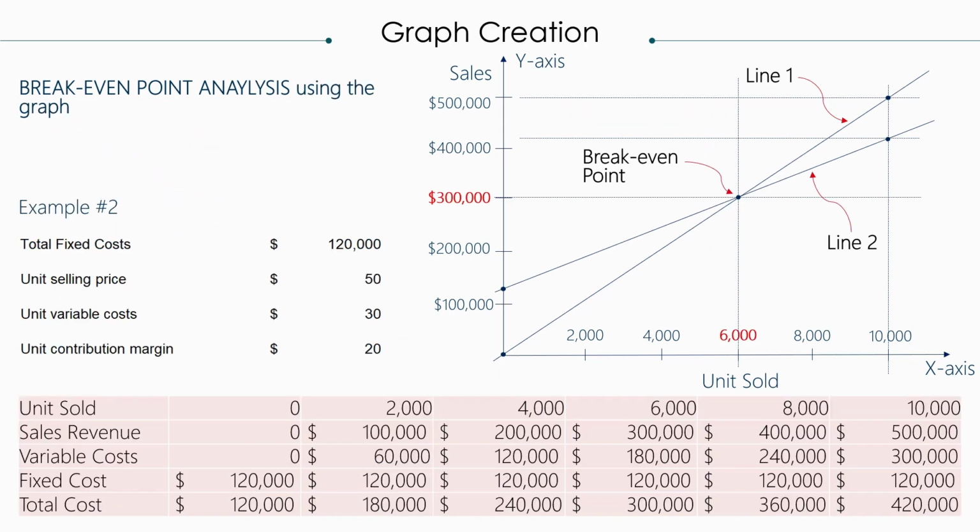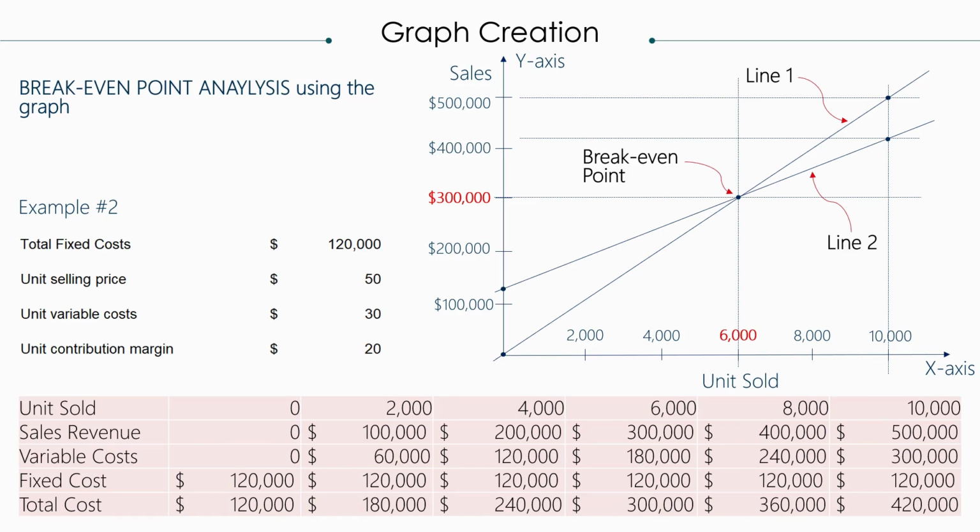Okay, in this example, we will observe the significant effect of changing the fixed cost. From the previous example, we used 100,000 fixed cost. Now we add 20,000 to make it 120,000. So the total cost will now change, but your revenue line will stay the same. In this example, the break-even point will move up to 6,000 units and 300,000.